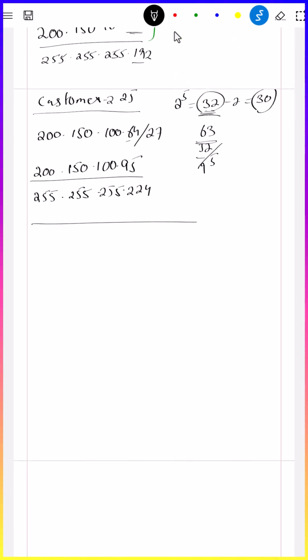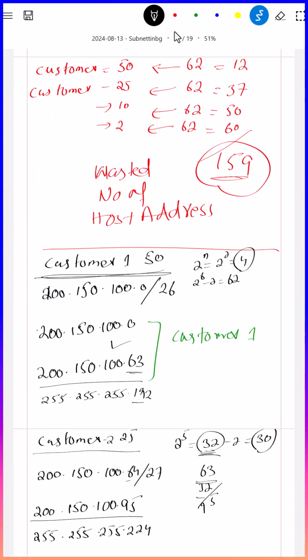Come to customer 3. Requirement was how much? 10. Let me confirm this. Yes, 10.